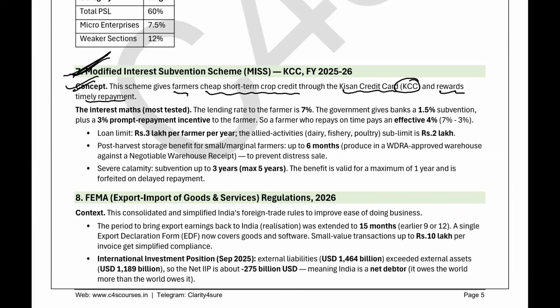And इसमें जब भी data होगा, the data you have to note it down कि किस percentage पे क्या, what it has been given. ठीक है? Now please note it down. The farmer maths, most tested. The lending rate to the farmer is 7%. The government gives banks a 1.5% subvention.